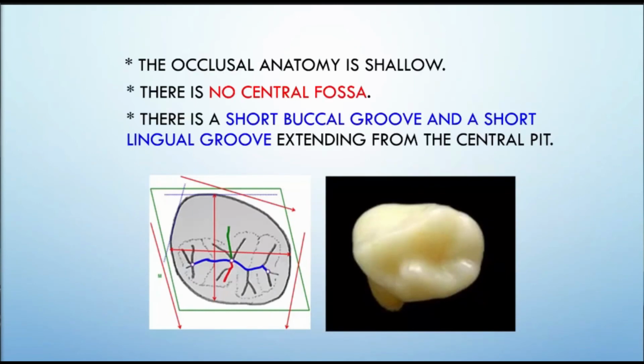The occlusal anatomy is shallow. Of course, for all deciduous teeth, the occlusal anatomy is shallow. The fossas are shallow, grooves are shallow, everything is shallow. Cusps are low in height. There is no central fossa. There is a short buccal groove and a short lingual groove extending from the central peak. This is the central peak. Two grooves here. Yeah, see? Lingual groove, buccal groove, and lingual groove.